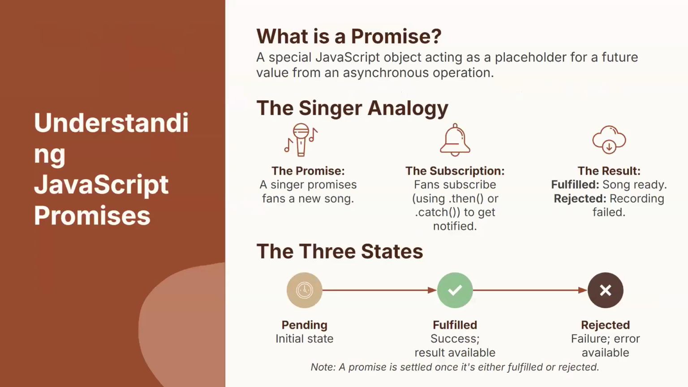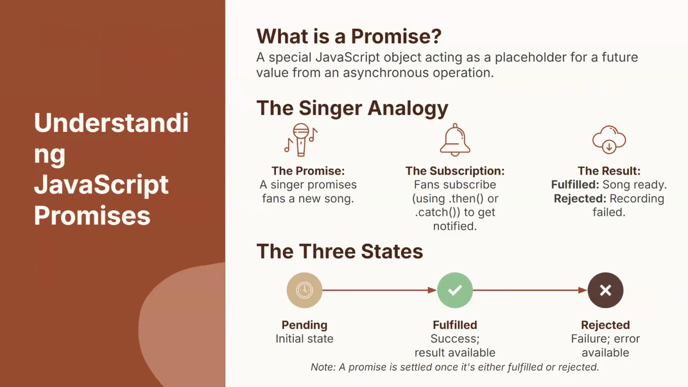So to understand more about promises, what exactly is a promise? In JavaScript, a promise is an object that represents the eventual result of an asynchronous operation. It is basically a placeholder for a value that isn't available yet.